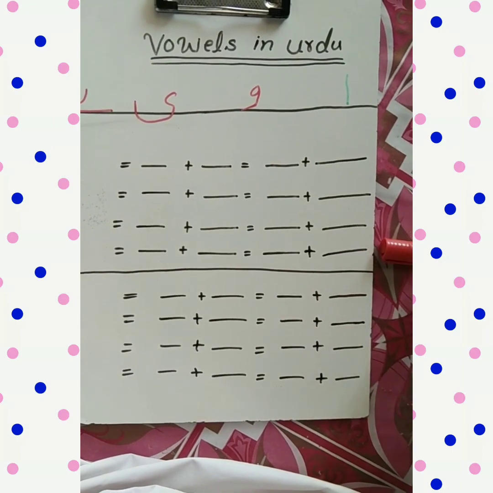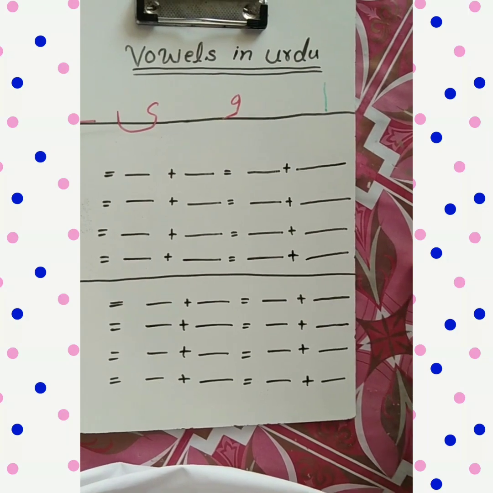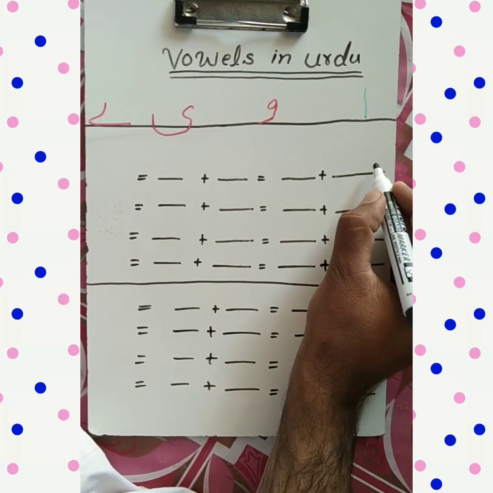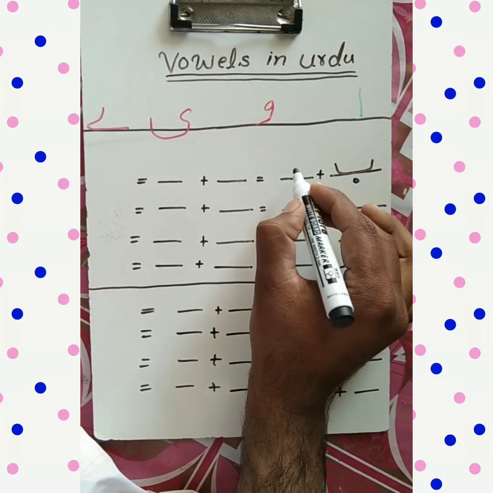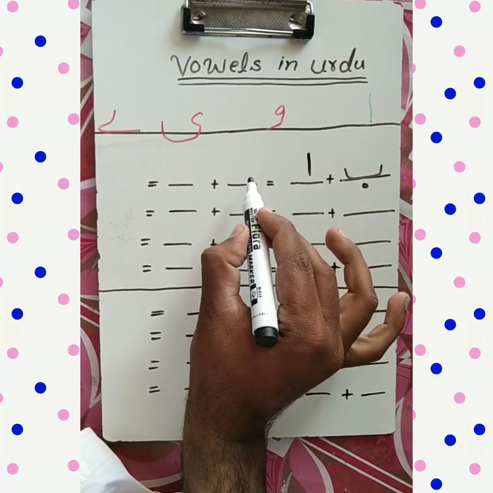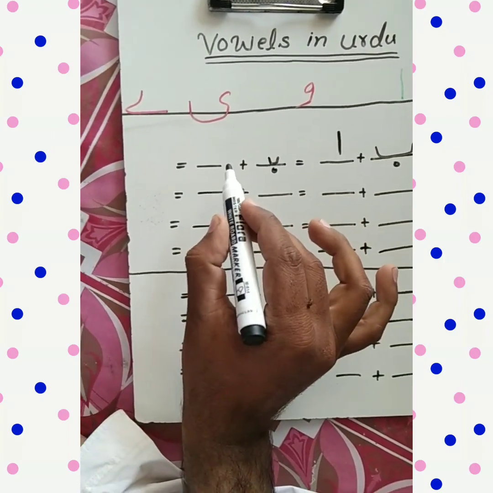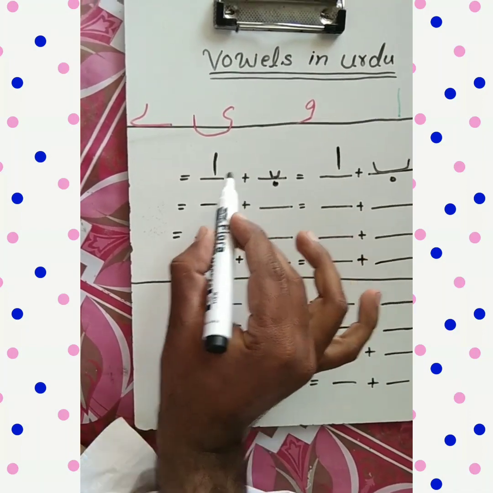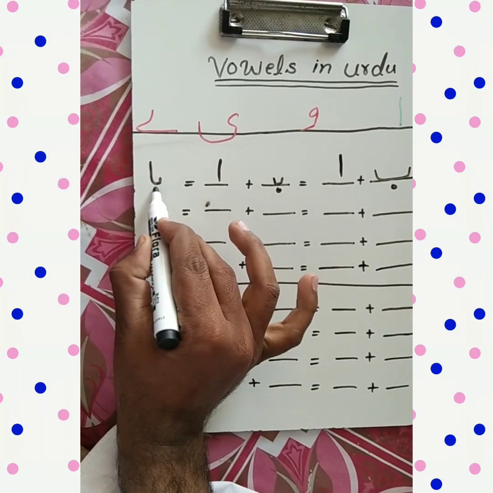So we make words with these vowels. We are making the first word. Our first word is bay. We write bay here, plus we write the first vowel. Our first vowel is alif. Then we write half shape of bay, then alif. If we combine these two, we get bay alif ba.